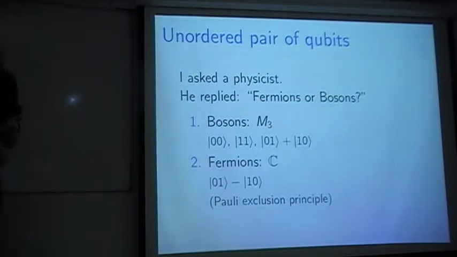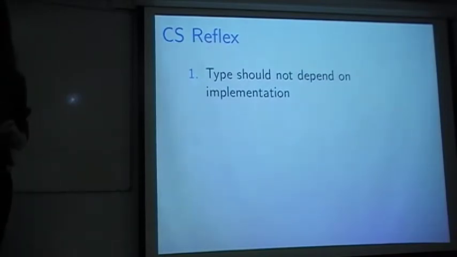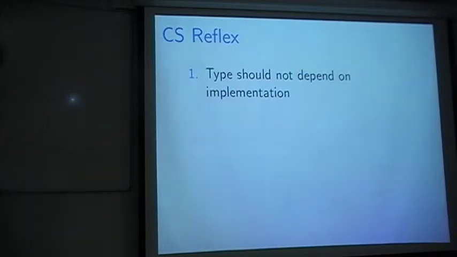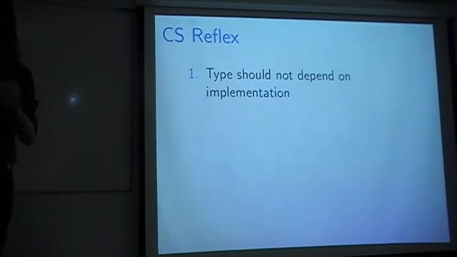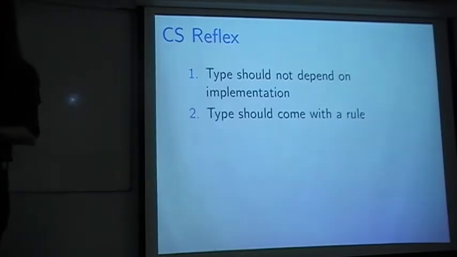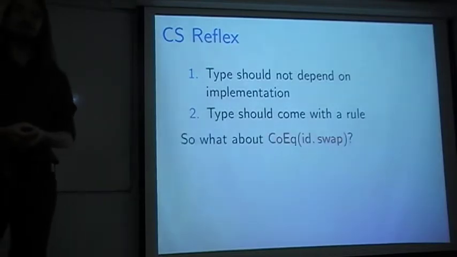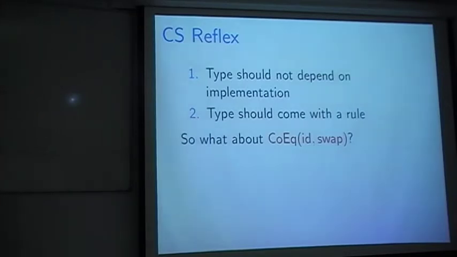So for computer scientists, this isn't really satisfying, right? Because our type shouldn't depend on the implementation, right? Maybe we don't use several separate particles for separate qubits, but maybe use one particle for several qubits. And we also want to have a rule, right? So what's our reflex as computer scientists? Well, what about the co-equalizer of keeping the 2 qubits fixed and the map that swaps the 2 qubits? If there is a type of unordered qubits, if it isn't a co-equalizer, then it would be odd.